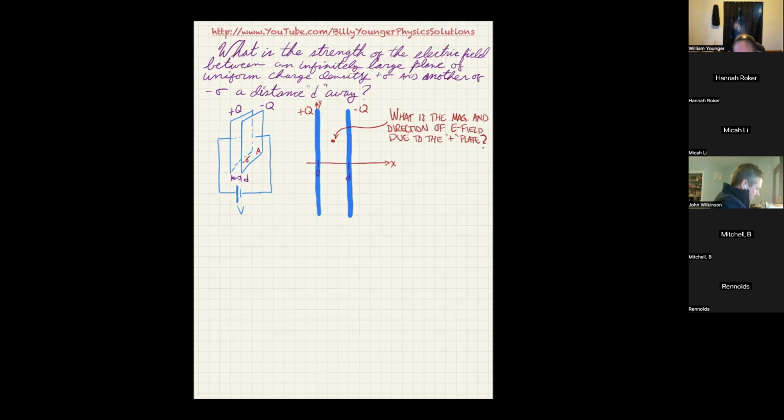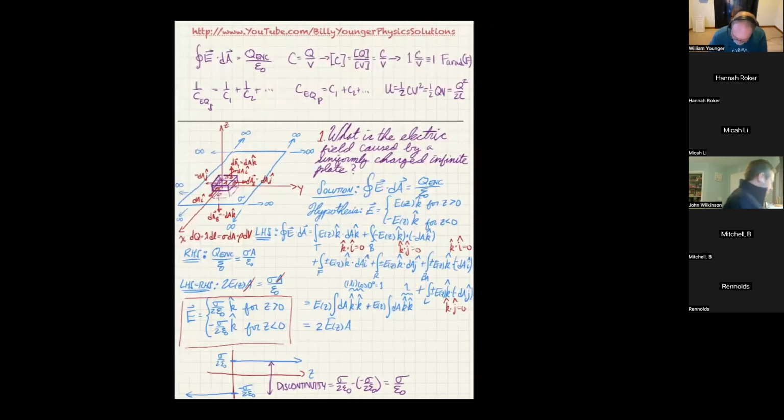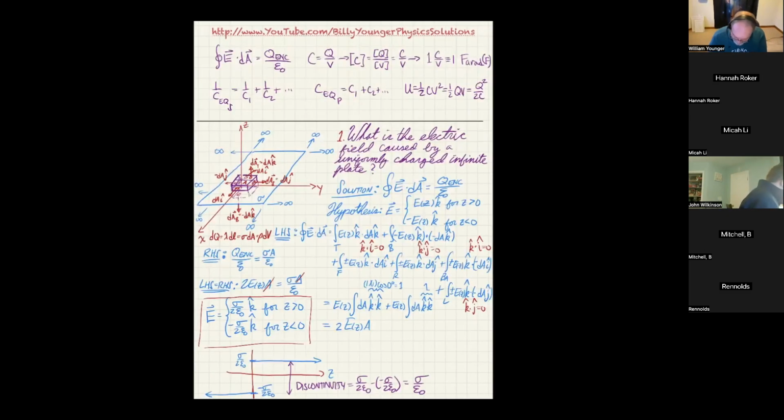So can anybody give me an answer for that? It might help you to look back here and see what our results were. You can see in the red box, that was the result I found for an infinitely large plane. And I've tried to put the two plates so close together that anywhere between the plates, other than at the very edges, you can assume you're infinitely far away from the edges, and therefore the plate's like infinitely large.